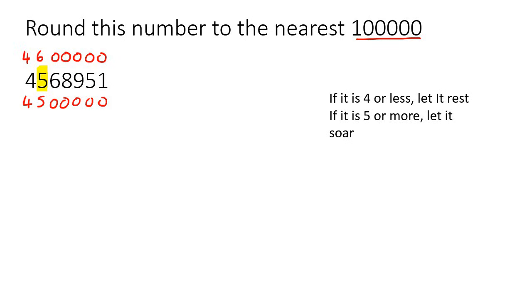So what we do then is we look at the number on the right, and it must always be the number immediately on the right. So that one over there. Okay, now that number is a 6. So if you look at these, it says if it is 5 or more, let it soar. So let it go up. And so the top one is the correct answer.